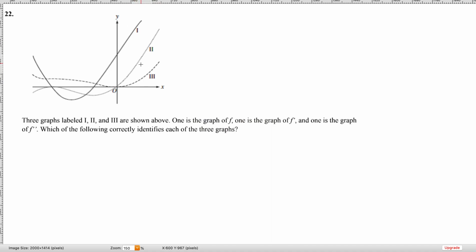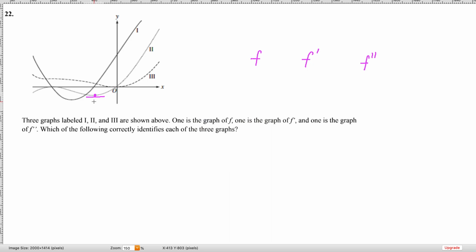Now, we need to remember that if I have f, then f prime is going to give me the slope of all of these tangent lines. And then f double prime is going to give me the slope of all of f prime's tangent lines. So with this in mind, if it flattens out, like for example graph 2, if you look at it, it flattens out here, so the slope of the tangent line there is 0.